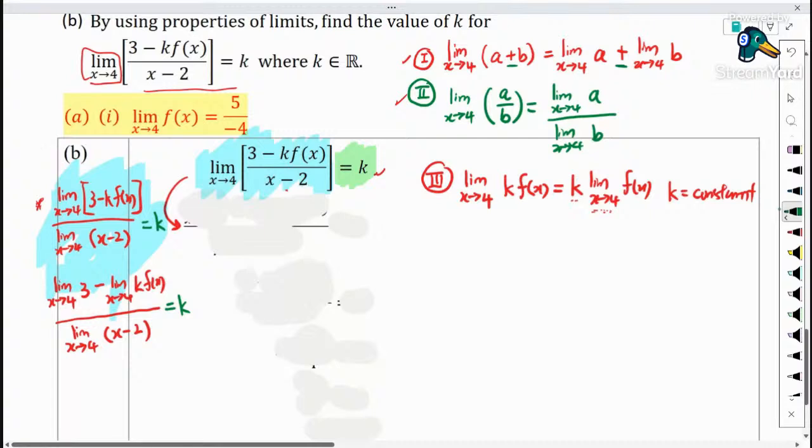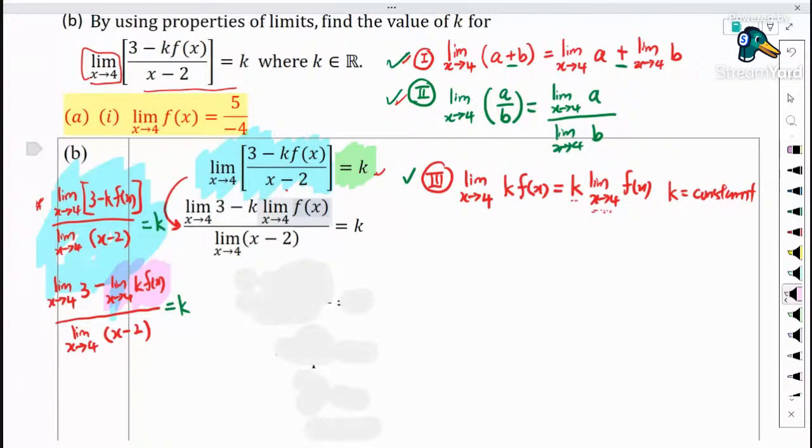So from what you see now, we apply properties number 2, properties number 1, and lastly I want to go for properties number 3, which I would like to apply on this part here. I factorize the constant k. So therefore it will reach the result I have here. And all this can actually be done in one step. If you are already very clear about the properties of the limits, you can do this all in one step, like what I have in my solution here.